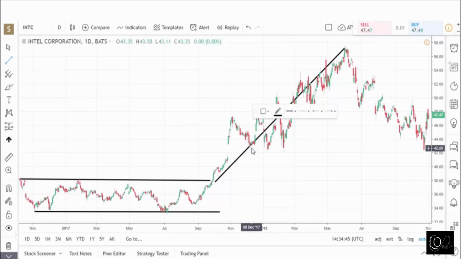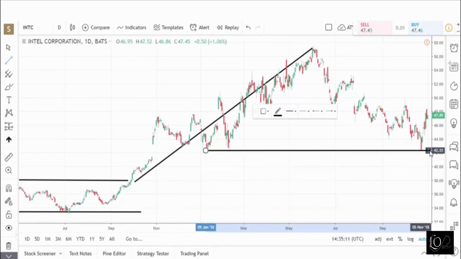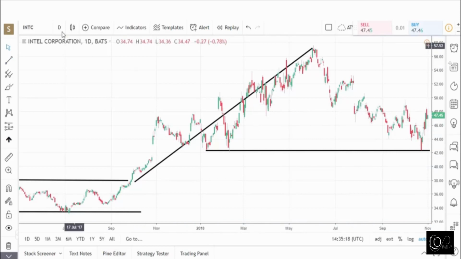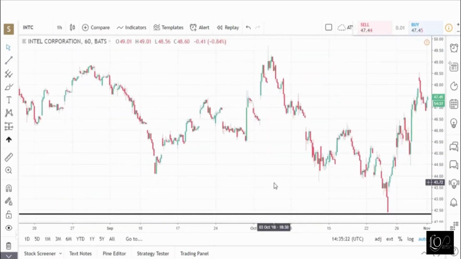So we're going to use multiple time frame analysis to look at how we might want to trade Intel today if we were going to enter the stock. So we have those support and resistance levels in the past, and now the stock is trading higher. So we have a support level just above 42 that we'll draw in, and then we're going to zoom in to an hourly chart.